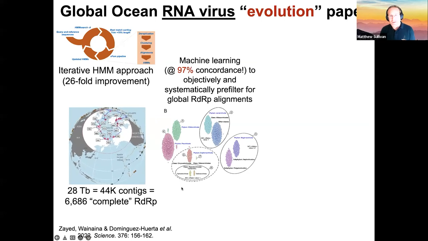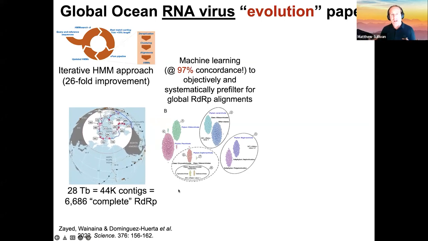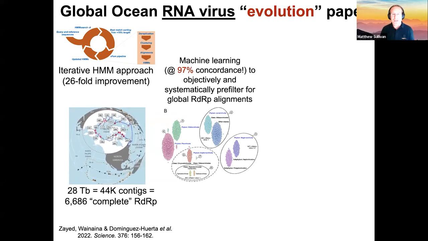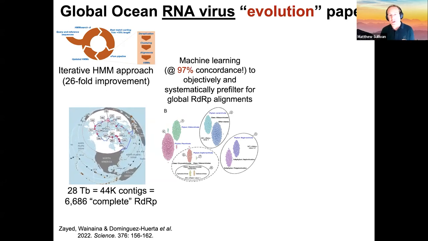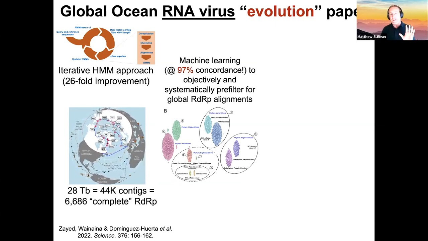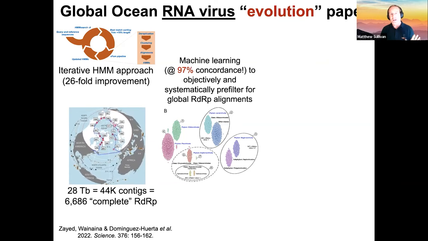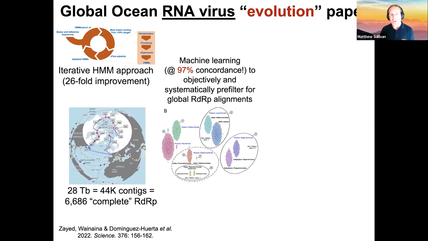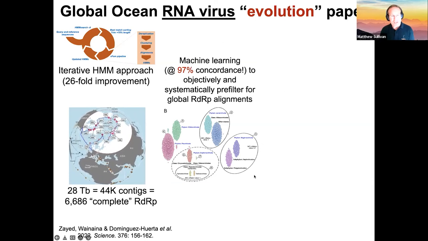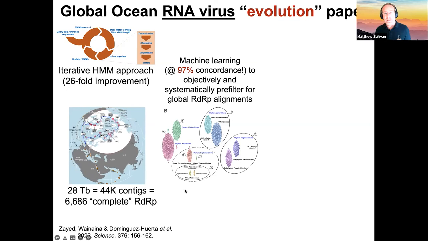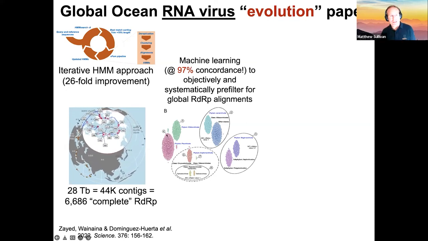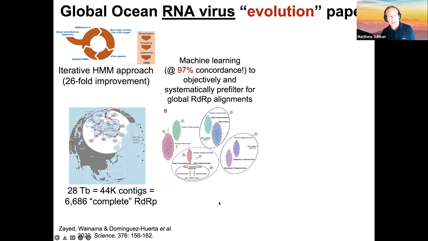It turns out that the field is full of controversy about how you can even align these very, very old proteins, because they're so old that it's difficult to decide on what are real homologous positions. And so we decided to try to get away from a subjective manual curation of alignments by using a machine learning approach, and tune that machine learning approach to actually see if we could recapitulate the ICTV's, the International Committee on Taxonomy of Viruses, official taxonomy, and we were able to get 97% concordance.